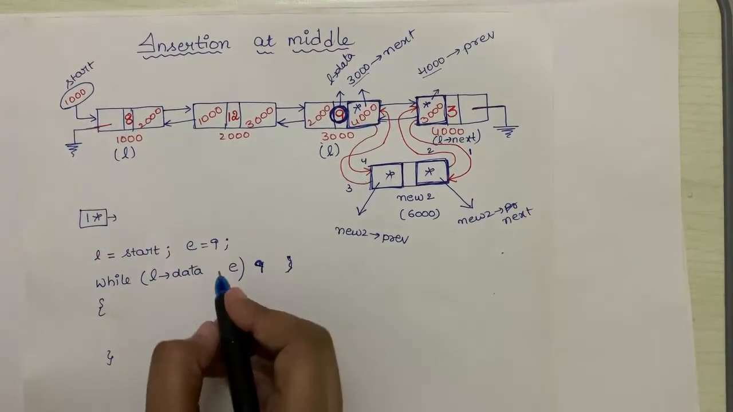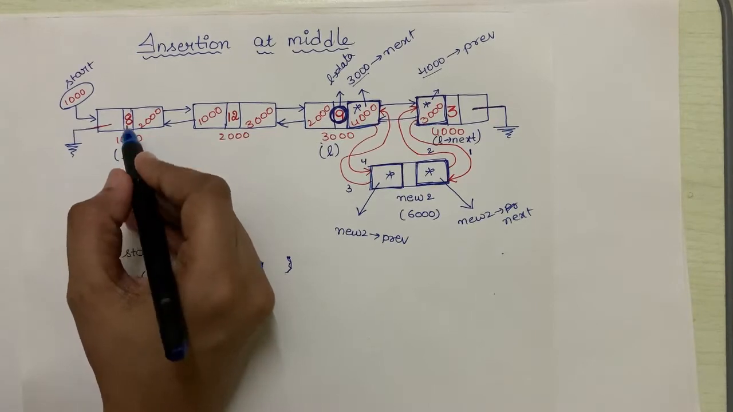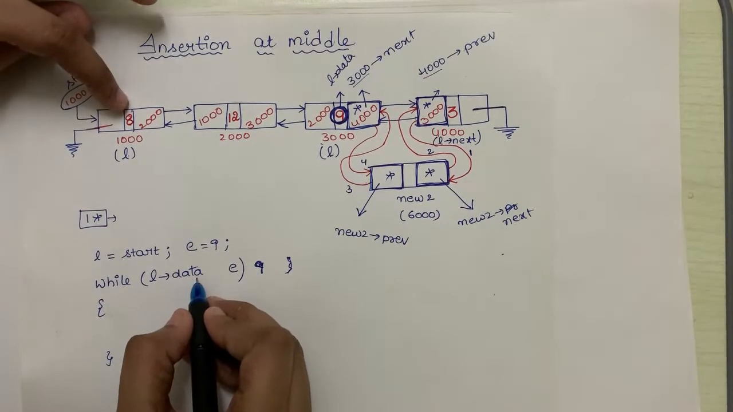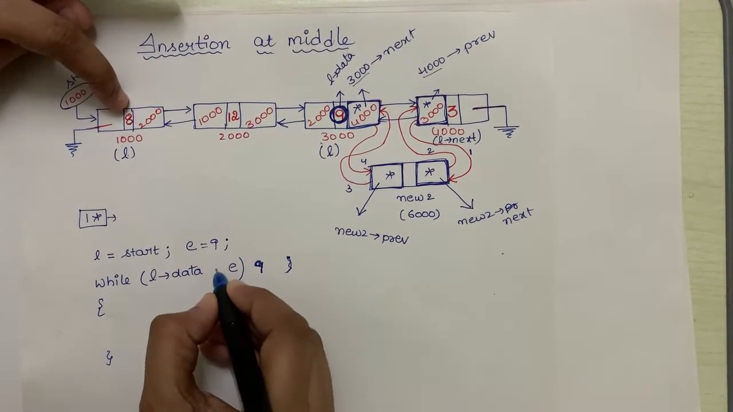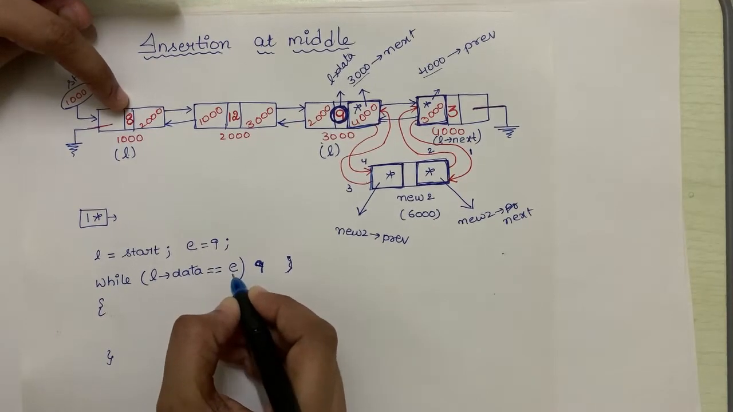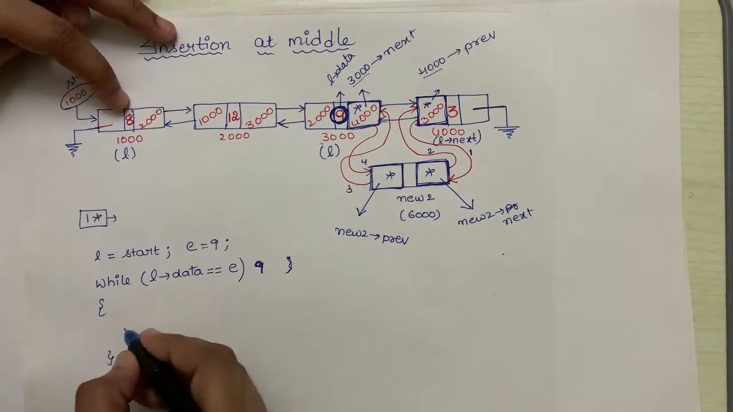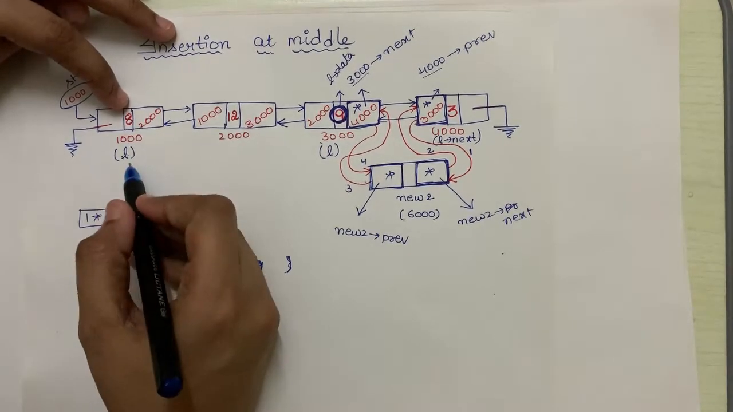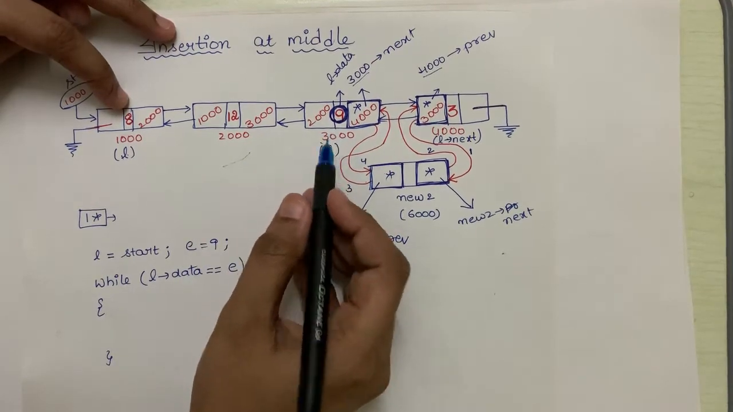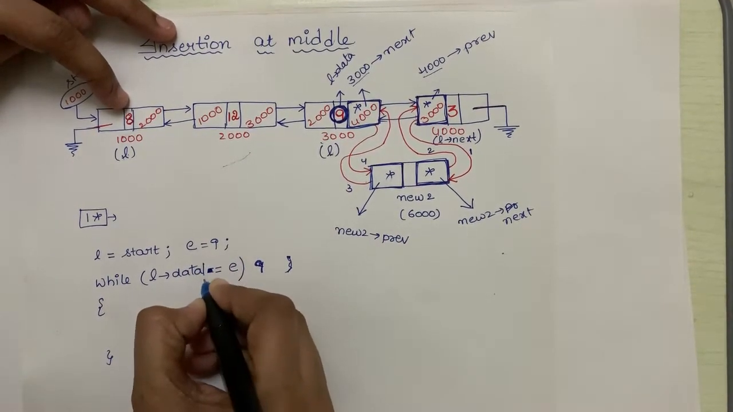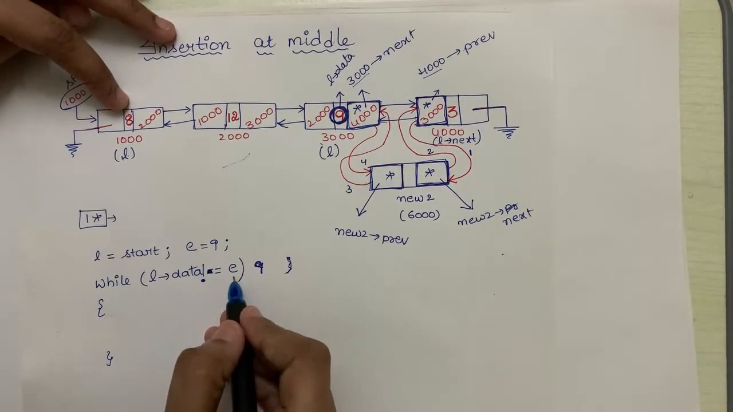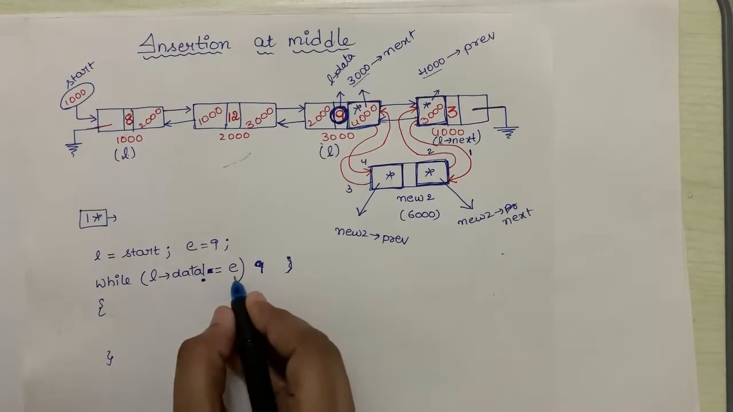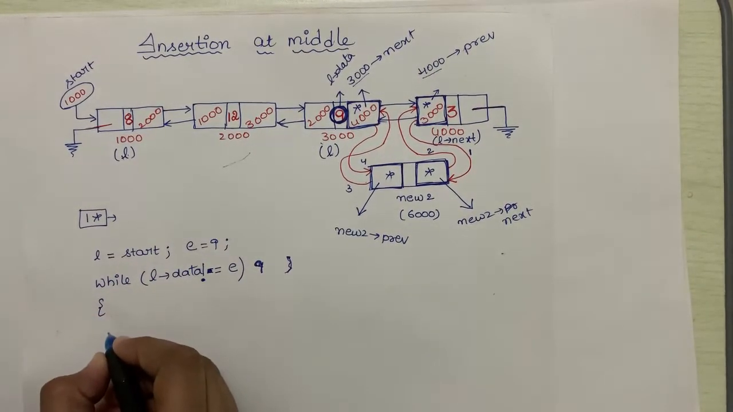Now first, here L is 1000. What is L data? L data is 8. 8 double equal to 9 is false. False means it doesn't enter into the while loop. But our intention is to enter the while loop because L should traverse all the way from the first node to this node. So here we should write not equal to: L data not equal to E. L data is 8, and 8 not equal to 9 is true. True means it will enter into the while loop.